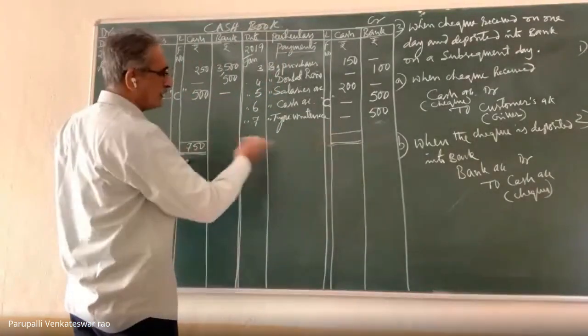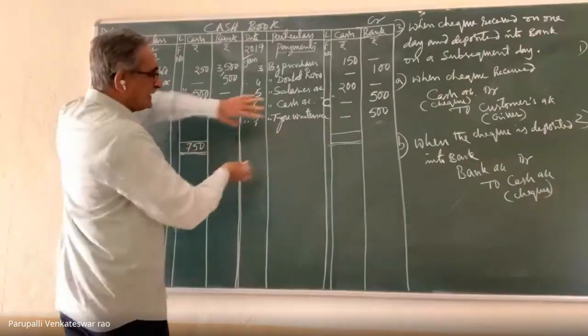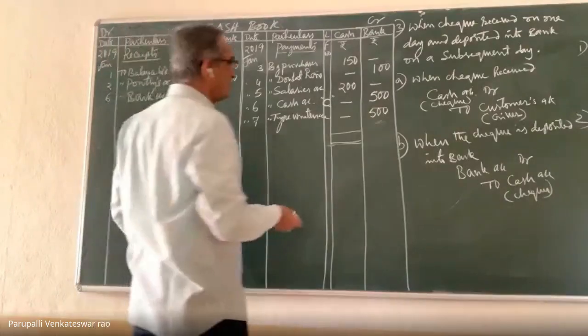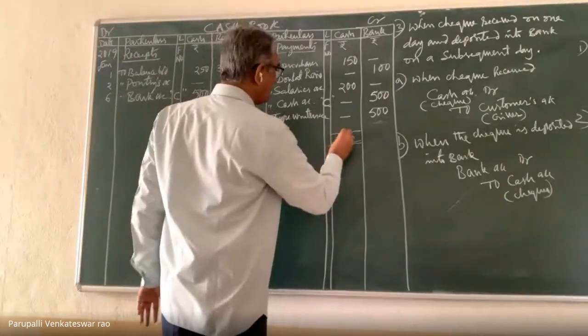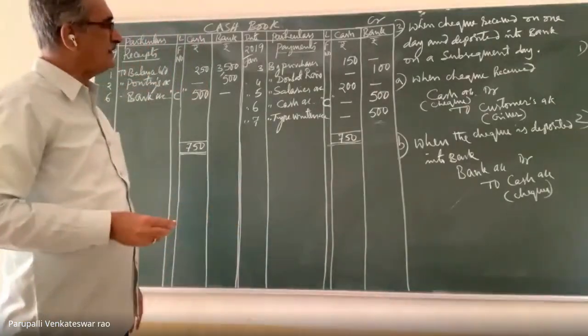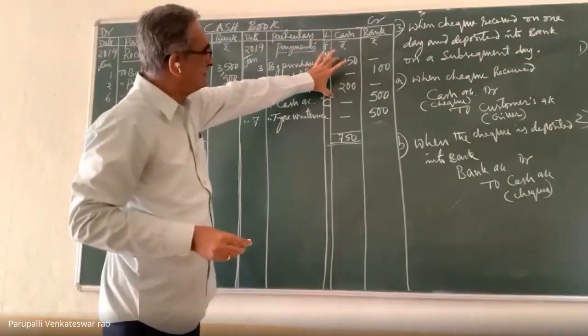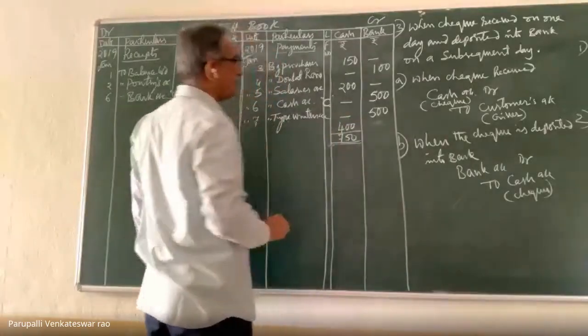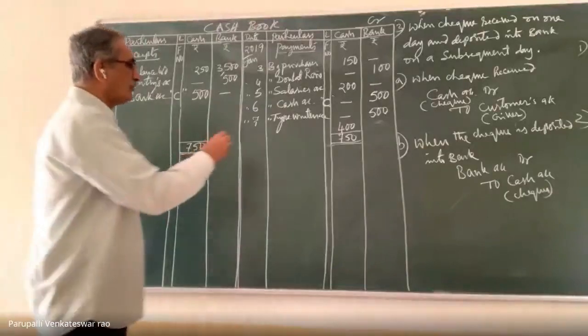It should be on the same line. When you write with a scale, put the scale across the entire row and draw the lines, so it will be horizontal, on the same line. 750 is the total. Now the difference is 350 paid. Out of 750, 350 is paid. How much is left? 400. Cash balance is 400. That we have to write.